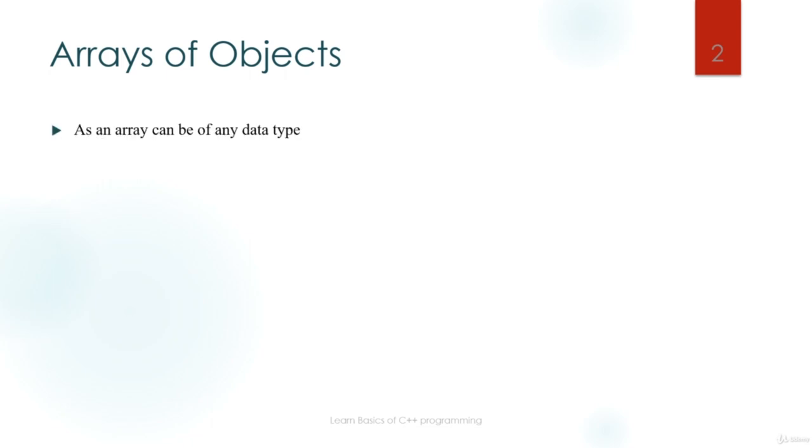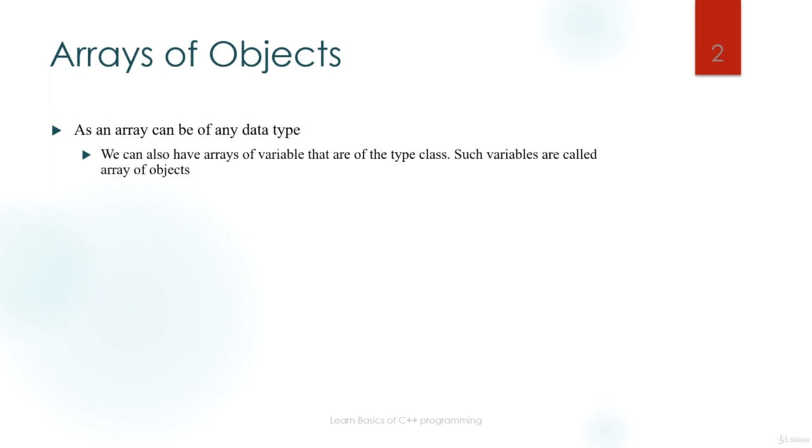An array can be of any data type. We can also have the array of the variables that are of the type class. Such variables are called the array of objects. Let us see the example.